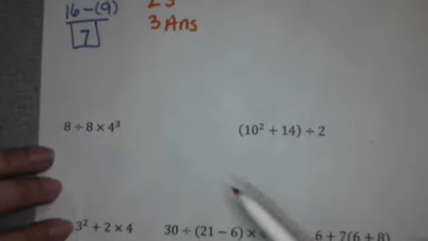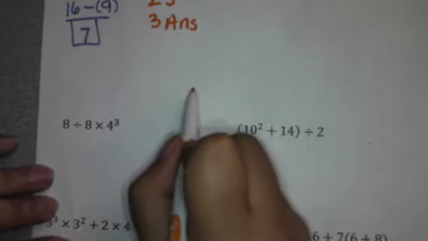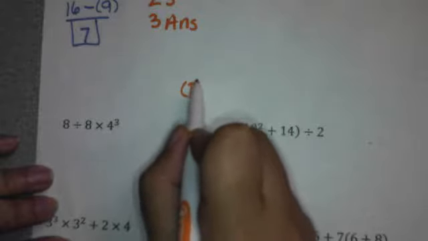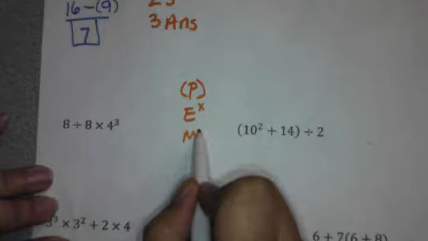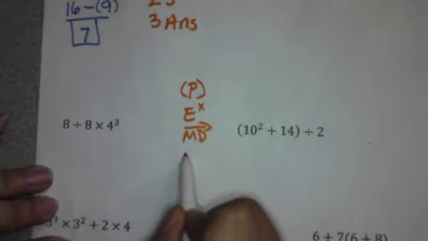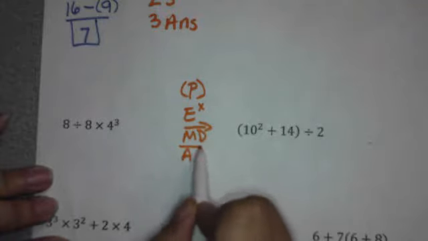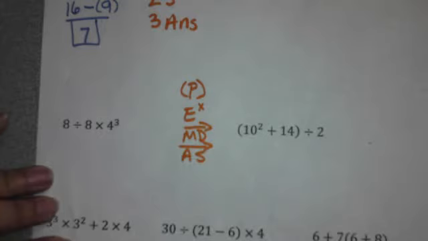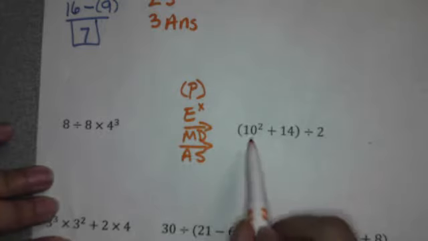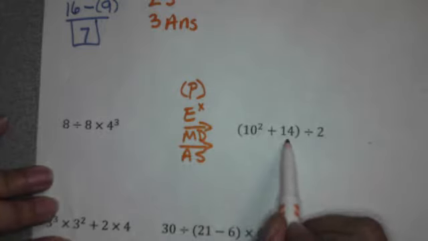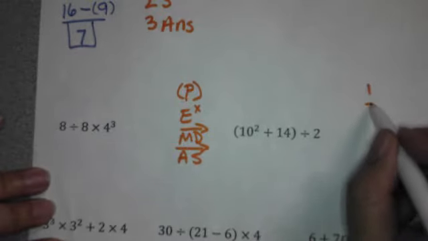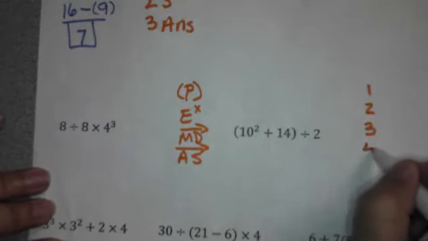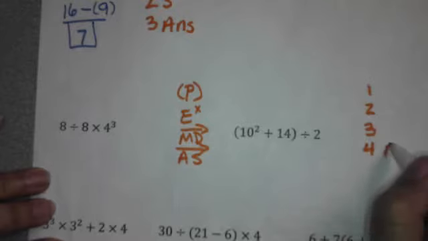Okay, let's try this one down here. Let's write a checklist again so we don't have to move the papers up and down. Parenthesis, exponent, multiply or divide from left to right, add or subtract from left to right. Let's count the numbers. 1, 2, 3, 4. So we're going to have 4 steps. 1, 2, 3, 4. Step number 4 is going to be your answer.